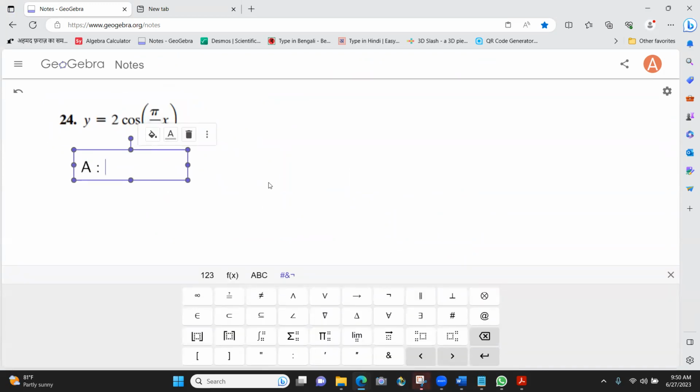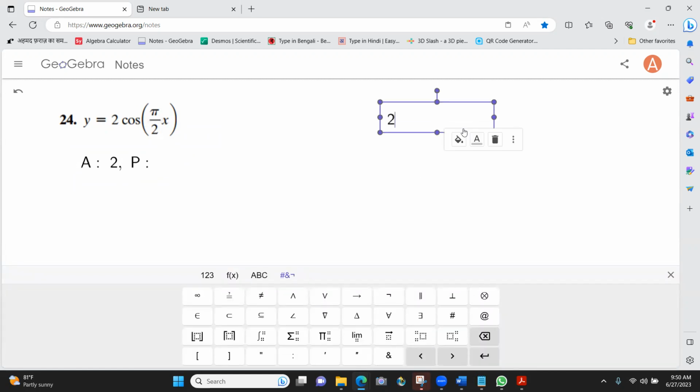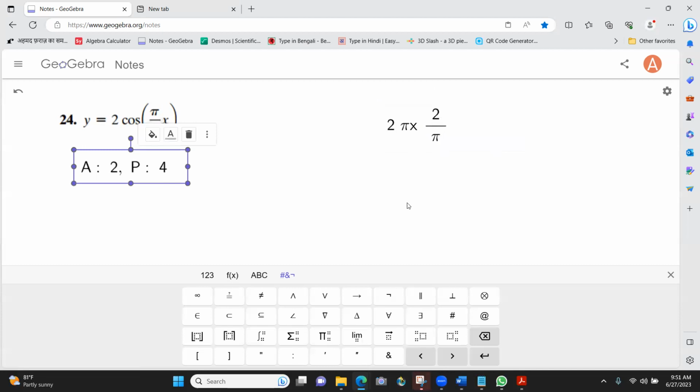Amplitude is going to be simply 2. And I'm just going to use the same line. And the period is going to be 2 pi over pi over 2. This coefficient pi over 2 is below 2 pi. Okay, so let's do that on the side. 2 pi times, when you divide by pi over 2, you multiply by the reciprocal. That's all there is to it. And you can cancel the pi, the answer is 4. So this is 4.